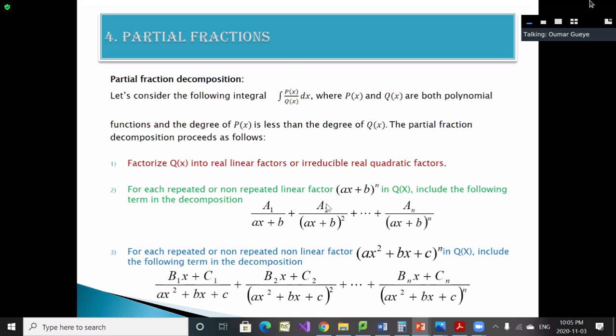Here I just use letters with index 1, 2, 3. You can use whatever you want. You can use A1, A2, or you can use A, B, C, D. It's up to you, it doesn't matter. It's just a constant, and at the end of the day, we'll get the same value. We'll see later how to find them.